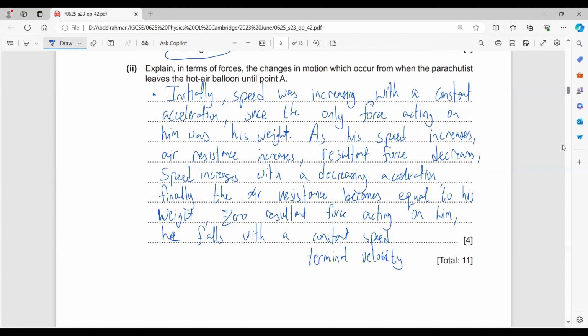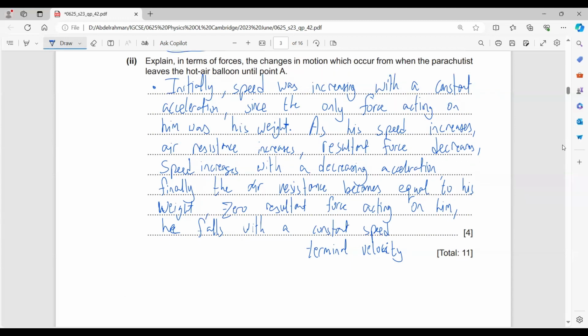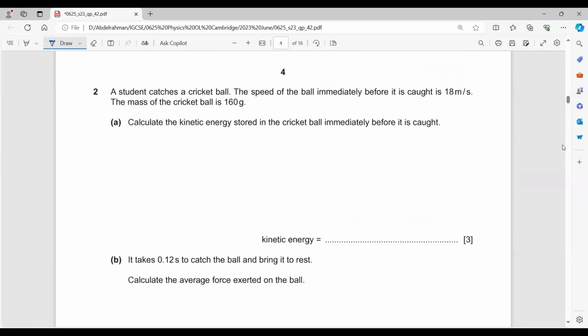Initially his speed increases with a constant acceleration since the only force acting on him was his weight. And then you have to state that as speed increases, the air resistance increases. And then the resultant force decreases. Therefore, he's falling with an increasing speed but decreasing acceleration. And then the air resistance increases up till it becomes equal to his weight. Therefore, he falls with a constant speed. Okay, good. Next question.